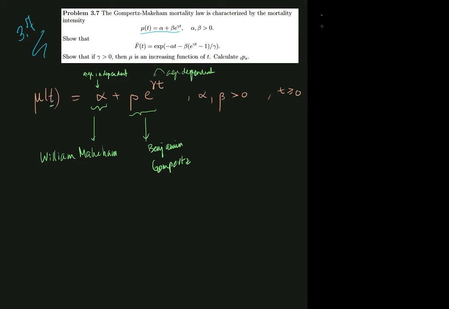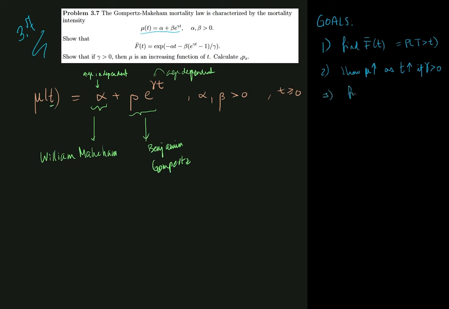Now let's take a look at the goals of this exercise. The first thing we want to do is find the survival function, where we just recall that the survival function is the probability that the lifetime of a newborn is greater than the value t. And the second thing we want to do is to show that the intensity increases as t increases if we have a value of gamma that is positive. And that's not too hard because we can almost already see it in the expression.